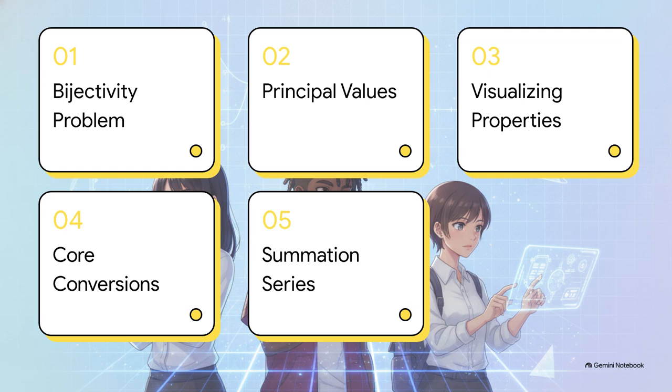So here's our roadmap for today. We're hitting 1, the bijectivity problem, 2, principal values and quadrants, 3, visualizing inverse properties, 4, conversions and core formulas, and finally 5, solving summation series.